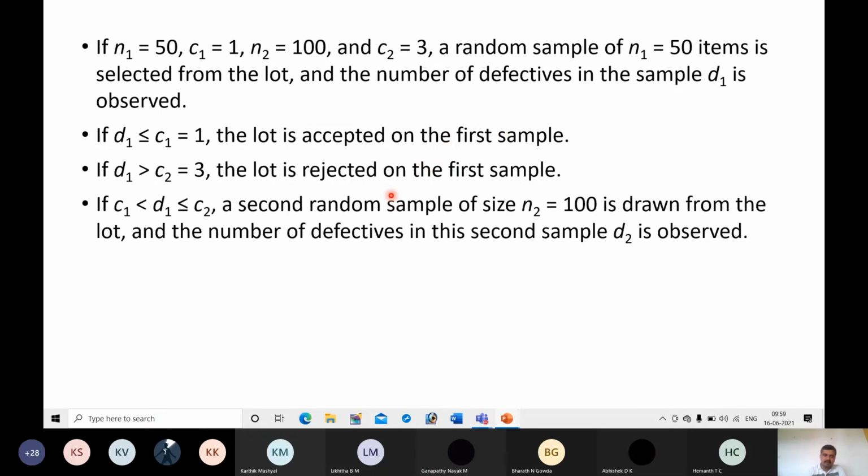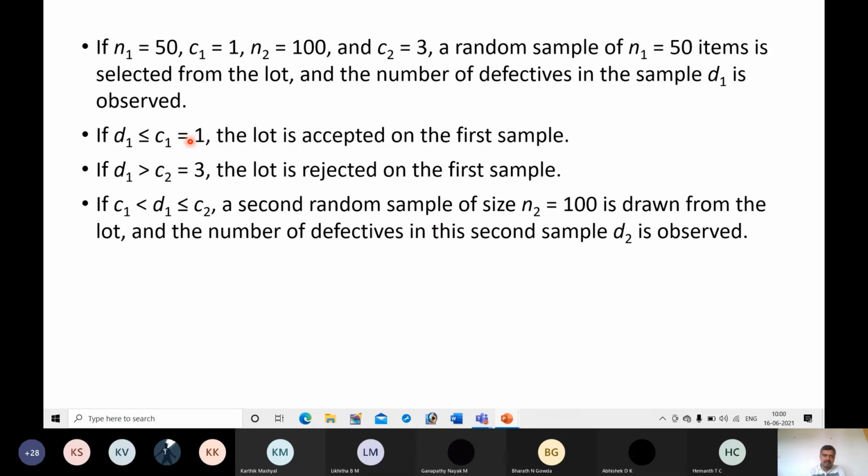But in one more case, for C1 equal to 1 and C2 equal to 3, if the number of defectives is more than 1 and less than or equal to 3, that means if the number of defectives is 2 or 3, then a second random sample of size n2 equals 100 is drawn from the lot and the number of defectives in this sample, D2, is observed.